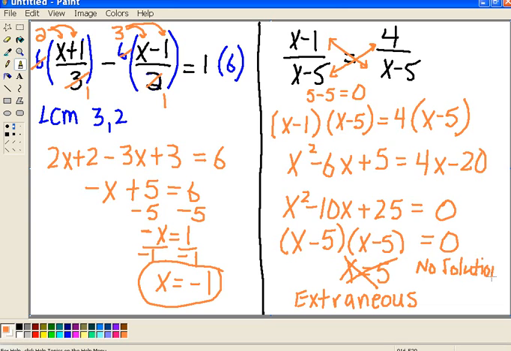So remember, when solving rational equations, your last step should always be to plug your answer back in and make sure that it does not yield something that is undefined.